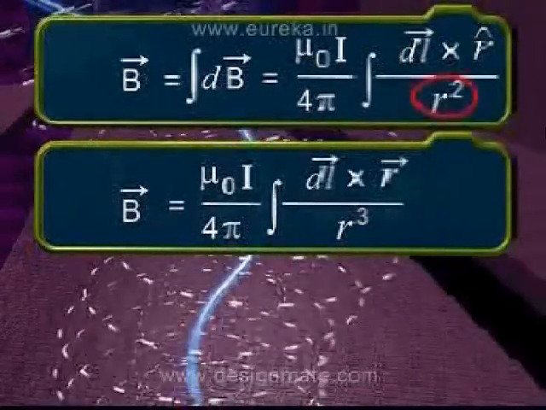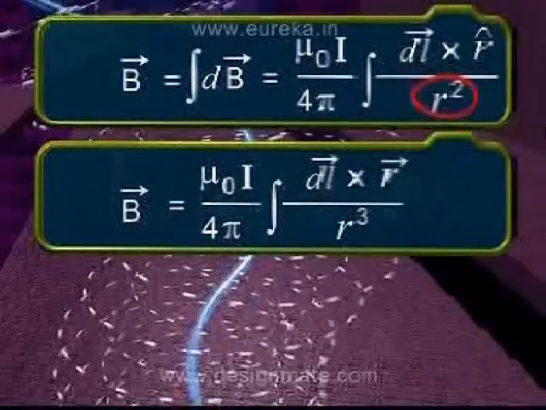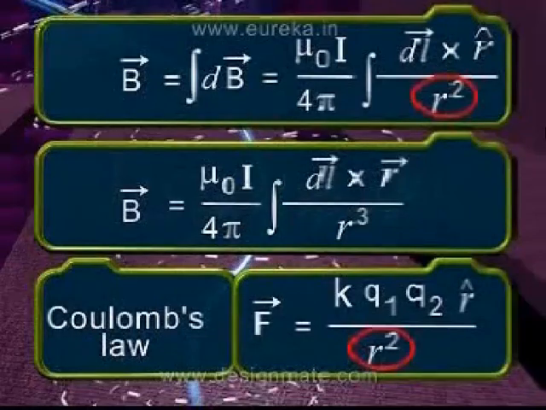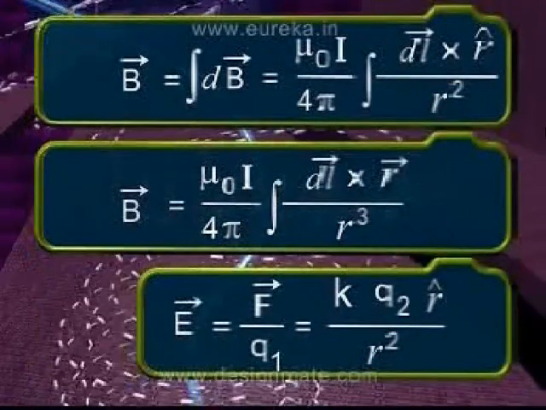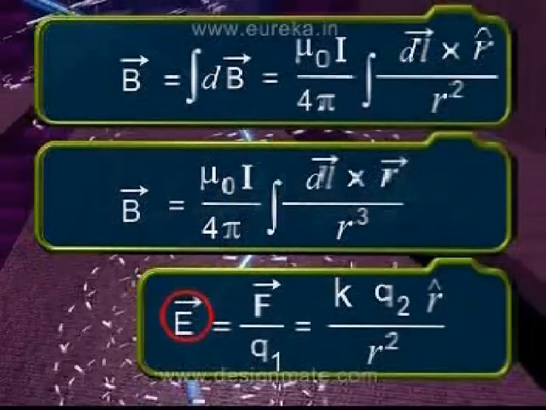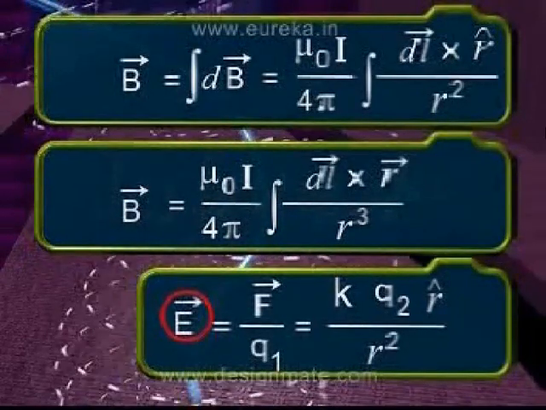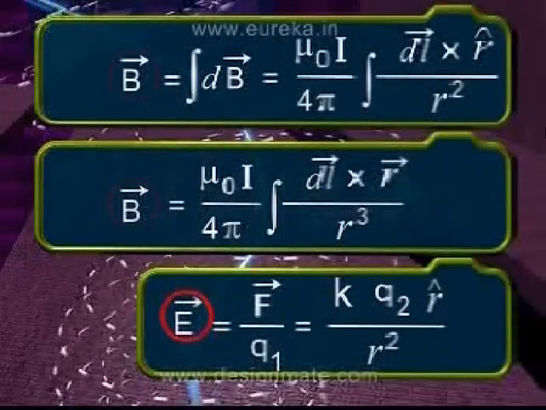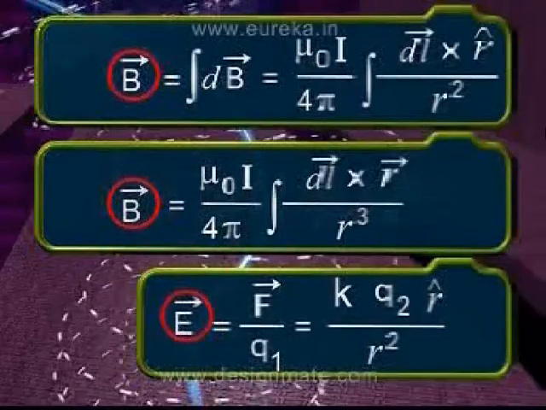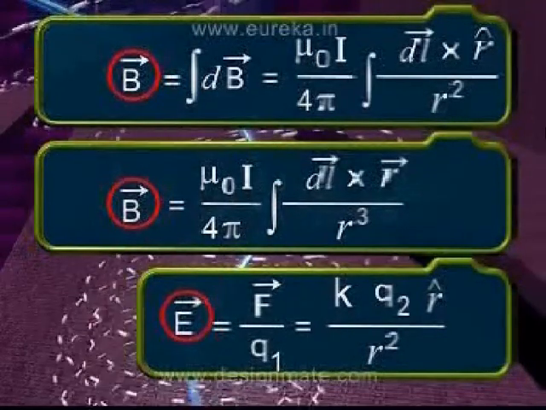Note that the Biot-Savart's law is an inverse square law, like the Coulomb's law. Using Coulomb's law, we can find the electric field at a point resulting from a distribution of charges. Similarly, using Biot-Savart's law, we can find the magnetic field at a point resulting from current distributions.